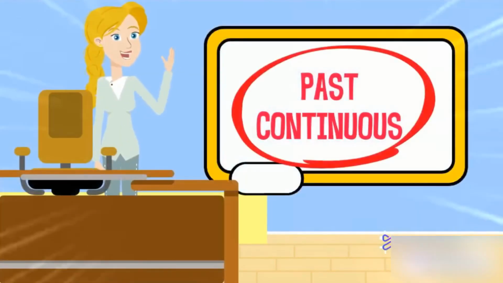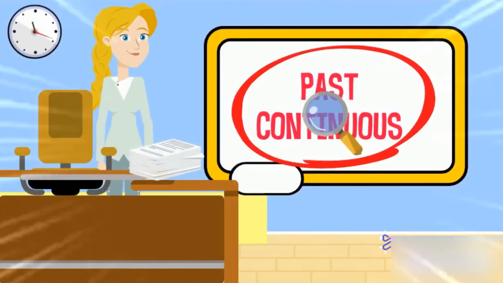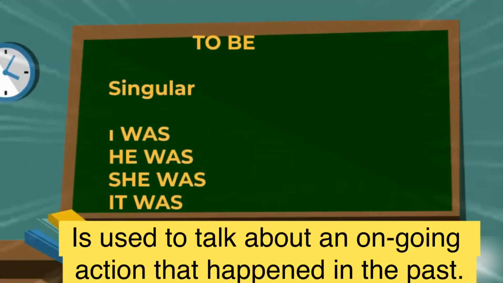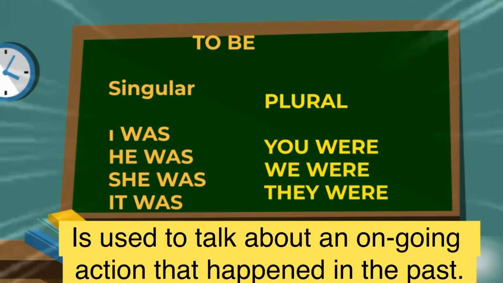Hello! In this video, we will talk about the past continuous. Let's start. The past continuous is a tense that is used to talk about an ongoing action that happened in the past. But first, let's go over the past form of to be, which is was in singular form and were in plural.